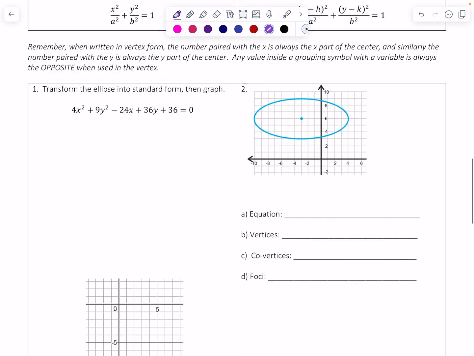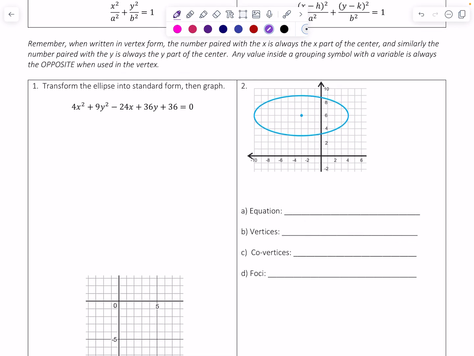Okay, so our number one here is 4x squared plus 9y squared minus 24x plus 36y plus 36 equals 0. Whew, quite a mouthful. But we're going to transform the ellipse into standard form and then graph. So right now it's all jumbled up. We've got to turn it around so that this is something that we can graph.